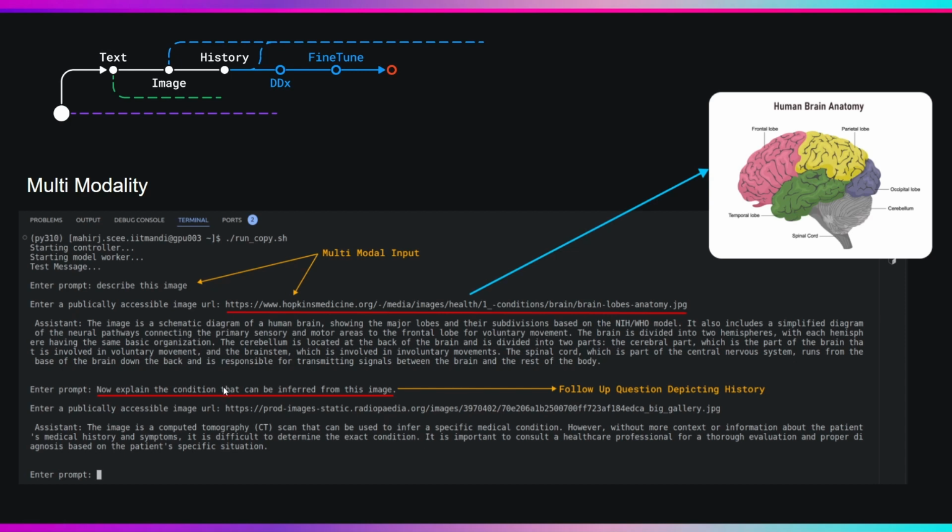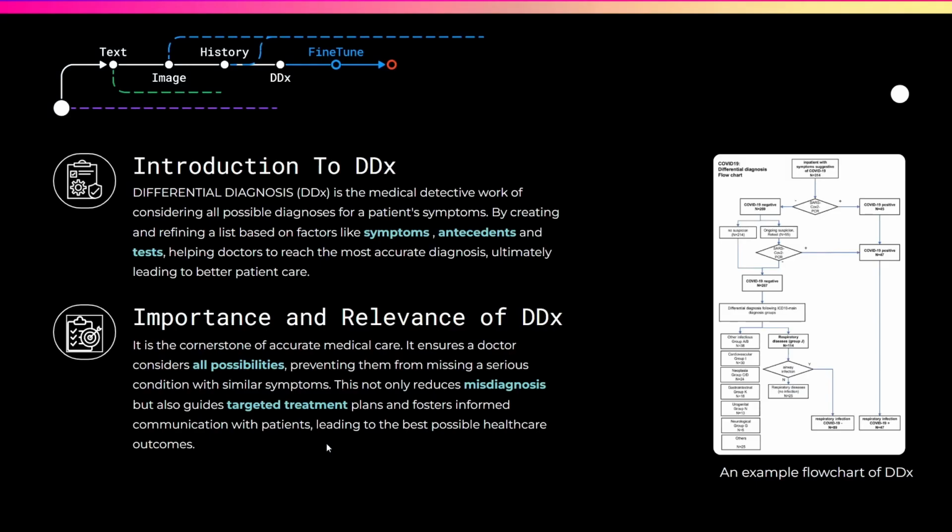And as I said earlier, we had also implemented history. So when I asked again what was the condition inferred from this image, it used the previous history. So this was just the plain LavaMed that we started with.